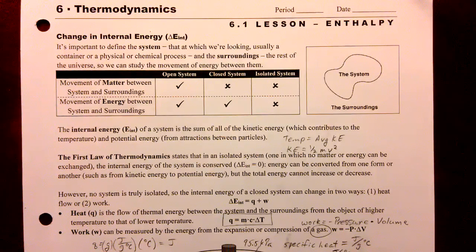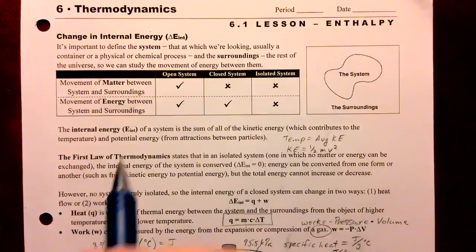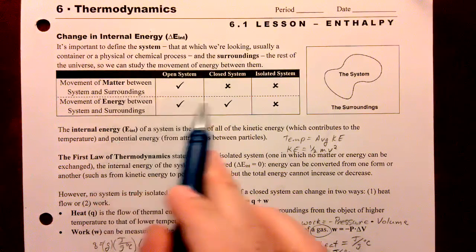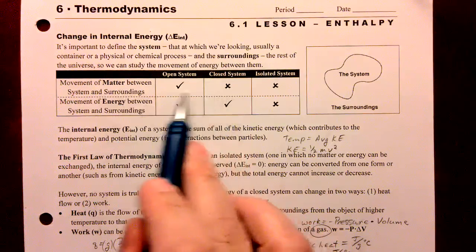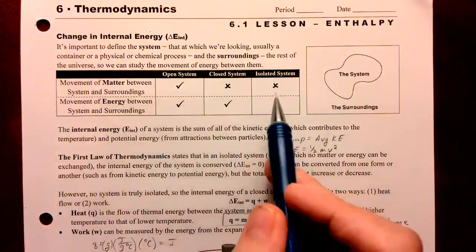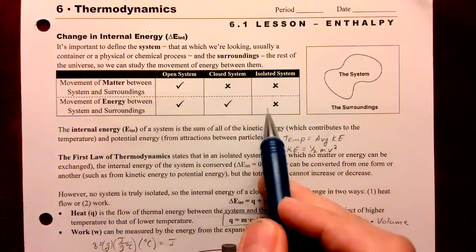Chapter 6 is about thermodynamics. It's the movement of energy. So at the top, we have a table. We could have an open system, in which case matter and energy can flow in and out. A closed system, in which case the matter is trapped, the energy can flow in or out. And an isolated system, theoretically, where neither can flow in and out.